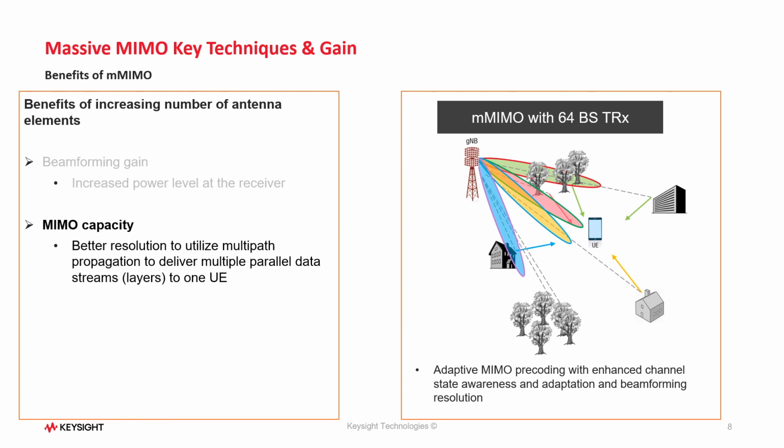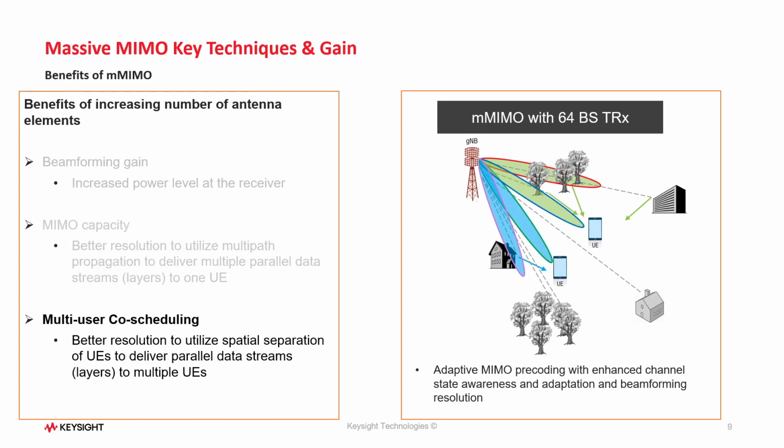The second benefit is the MIMO capacity. By enabling narrower beams, better resolution to distinguish between the multipath propagation components of the channel model, to enable higher number of multiple independent parallel data streams for one UE. And obviously, for the multi-user case, it enables co-scheduling of multiple UEs with the better resolution, better capability to achieve good isolation between the UEs in the multipath propagation channel.